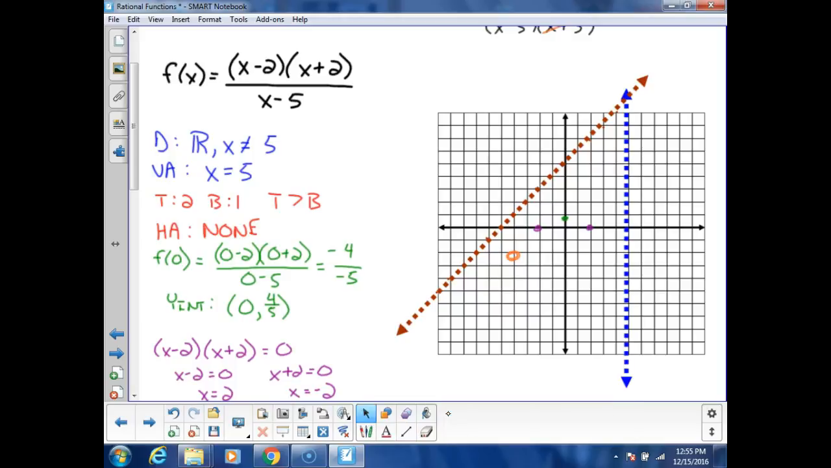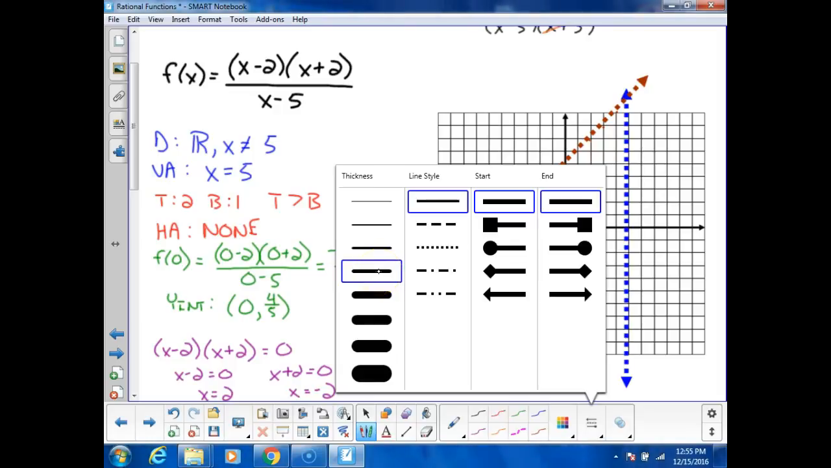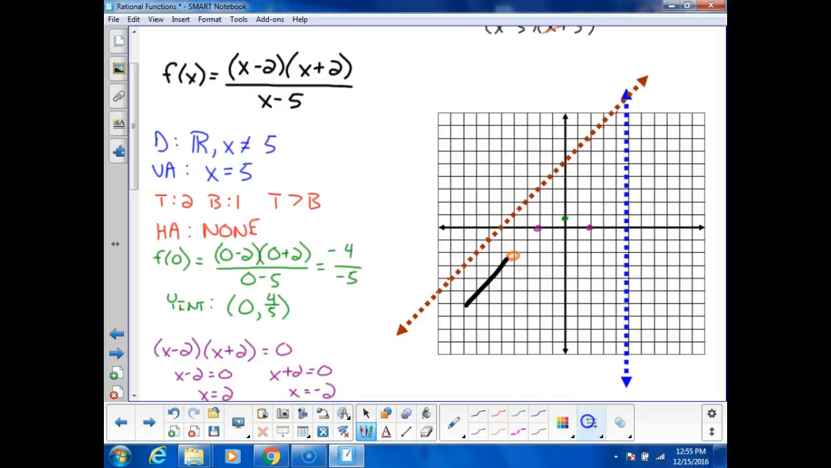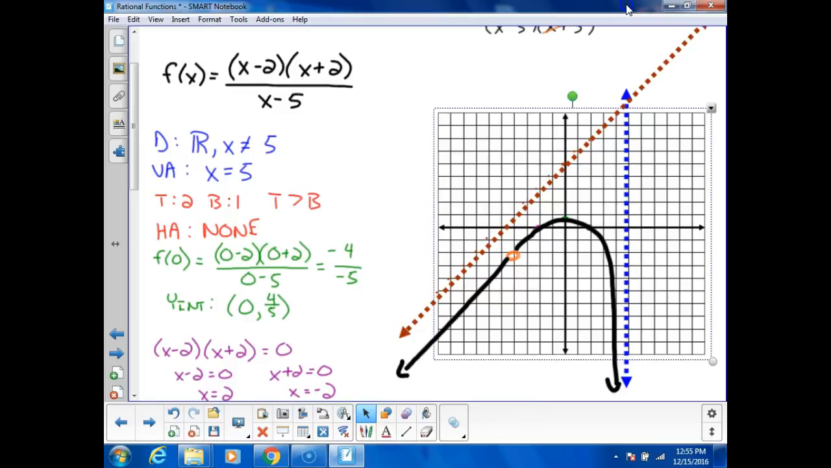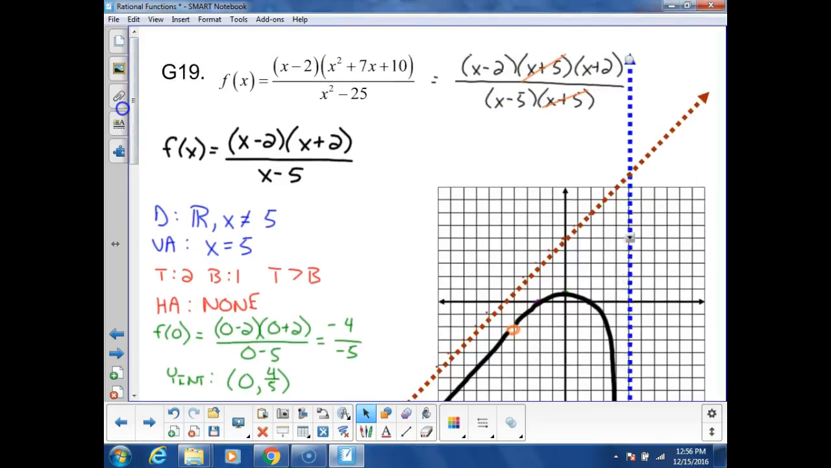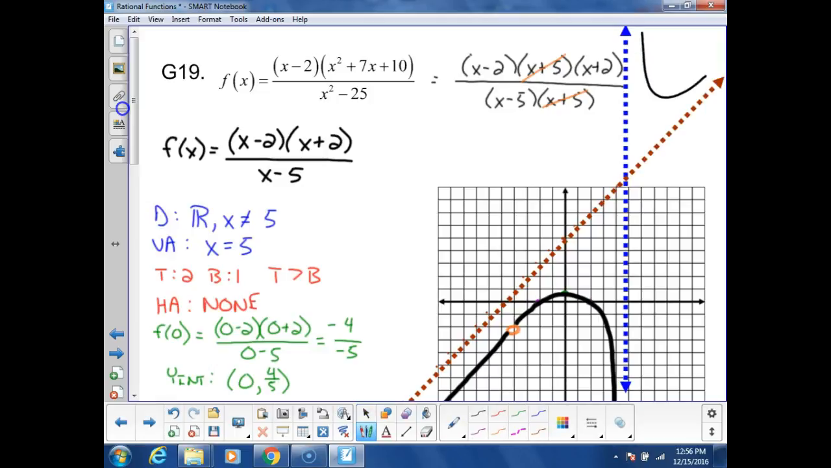Okay. Got a good idea that this one comes through there. Yeah? Okay. Then the right side is way up there. Yep. It's like in the 30s.